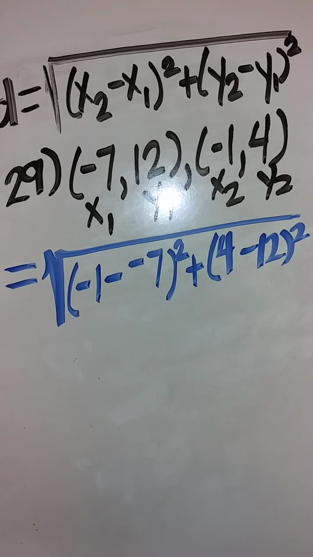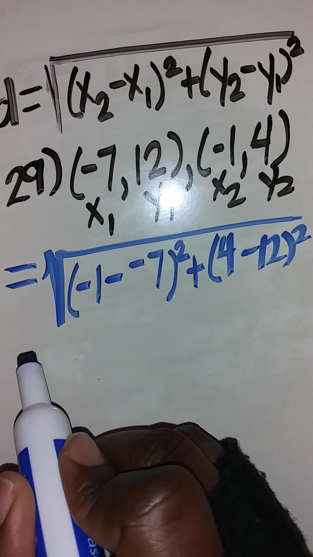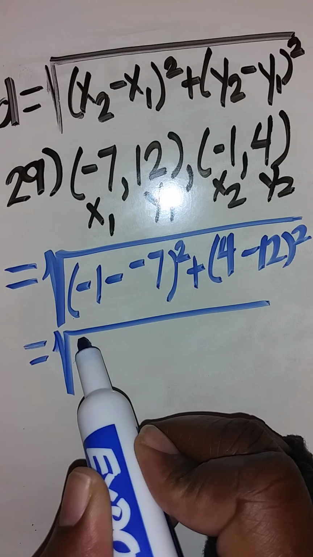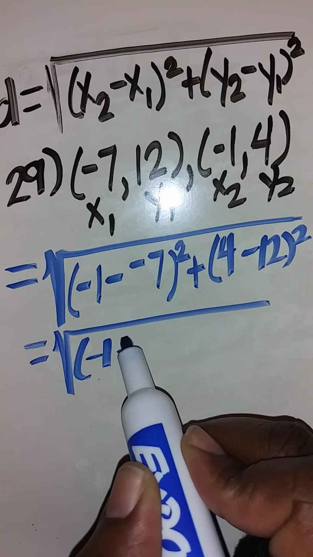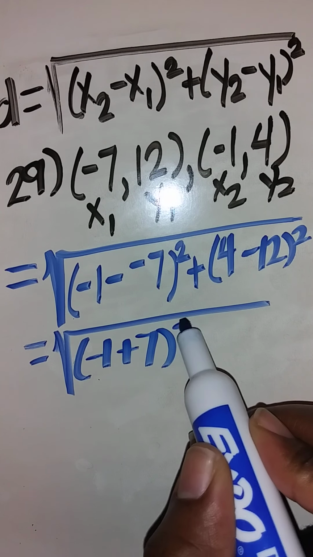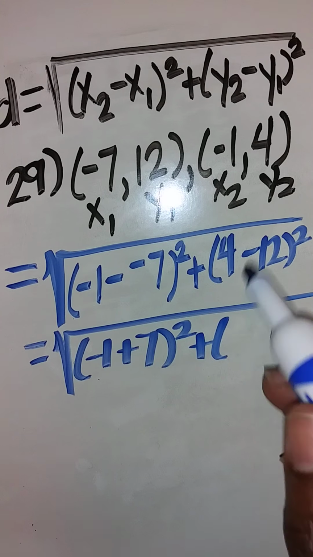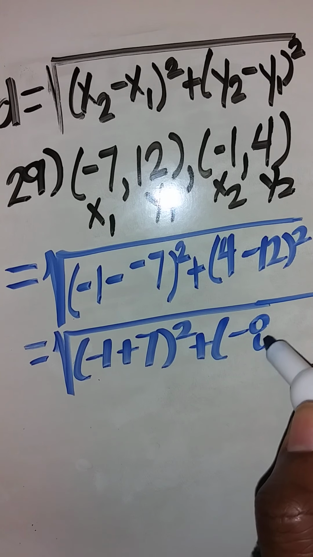Okay, let's keep moving on this problem. But I'm going to go ahead and work it out by hand. So to work it out by hand, I have the square root of -1 plus 7 squared, plus, and then 4 minus 12 will give me negative 8 squared.